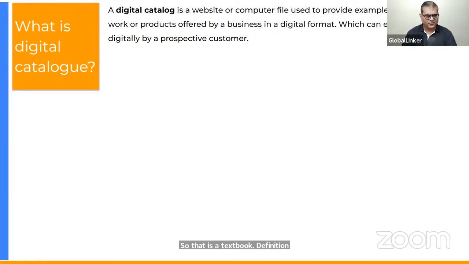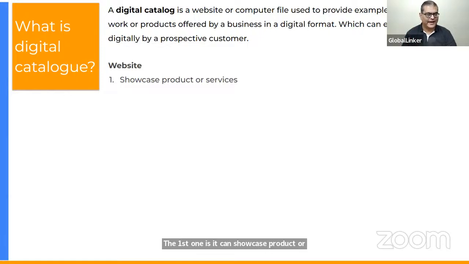But in simple terms, because I believe in talking in a common man's language, otherwise it is confusing if you are using technical jargon, it is a website. But not every website can be called a digital catalog. There are a few rules: if a website has certain features or capabilities, then we can call it a digital catalog. What are those capabilities? The first one is that it can showcase the products or services of that organization, including visuals.